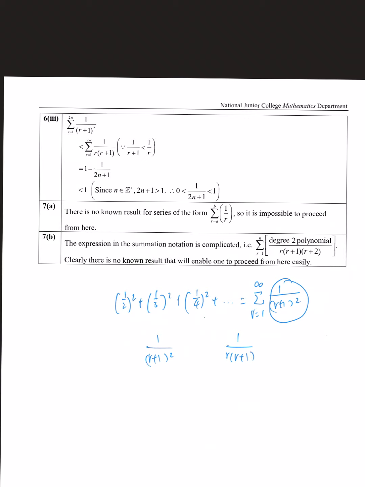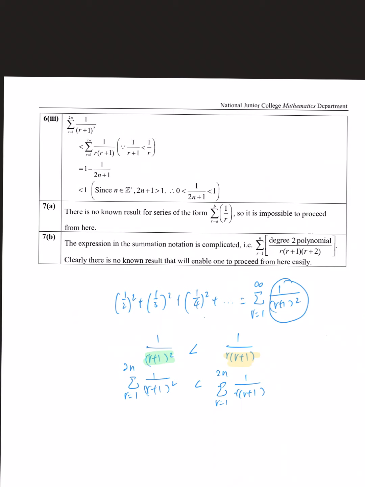Now, which term is bigger? You notice that the denominator here is larger than the denominator r times r plus 1. If the denominator is larger, when you reciprocate it, it becomes smaller. So since each of the terms is smaller than 1 over r times r plus 1, when I sum up the terms from r equals 1 to 2n of 1 over r plus 1 squared, it is smaller than the sum from r equals 1 to 2n of 1 over r times r plus 1.